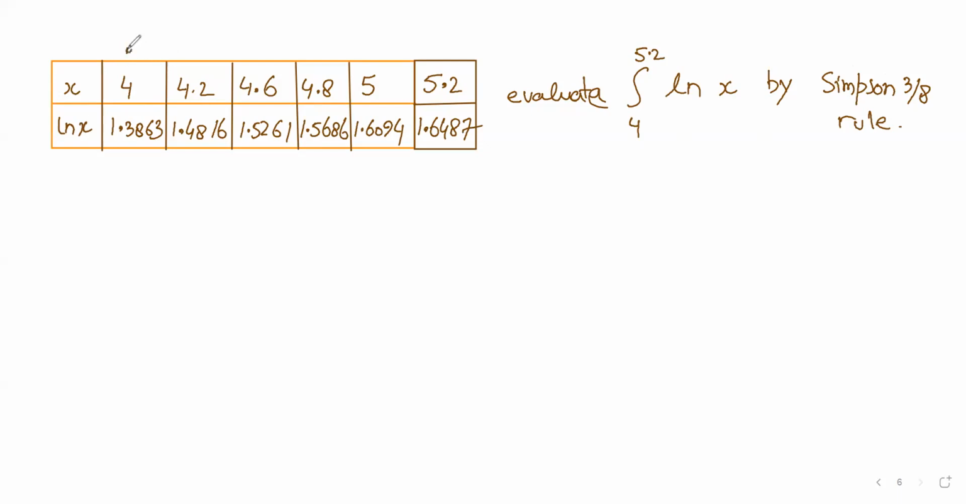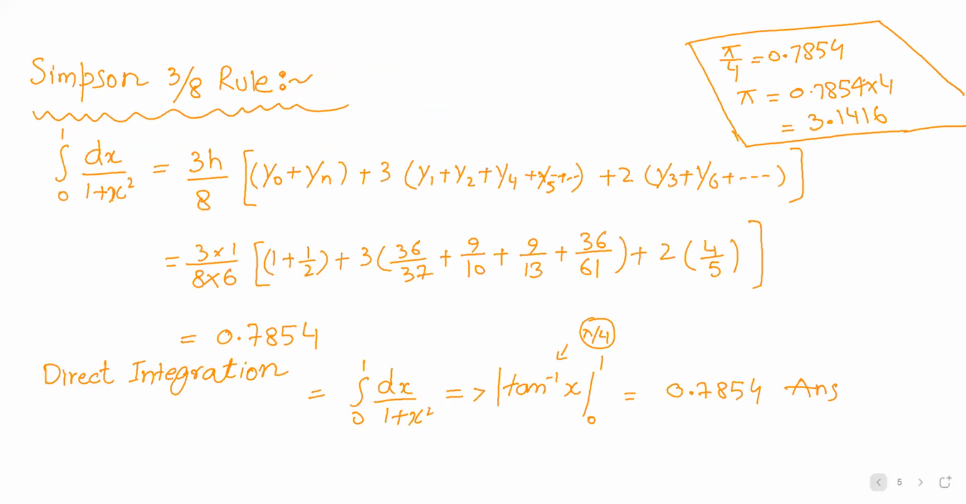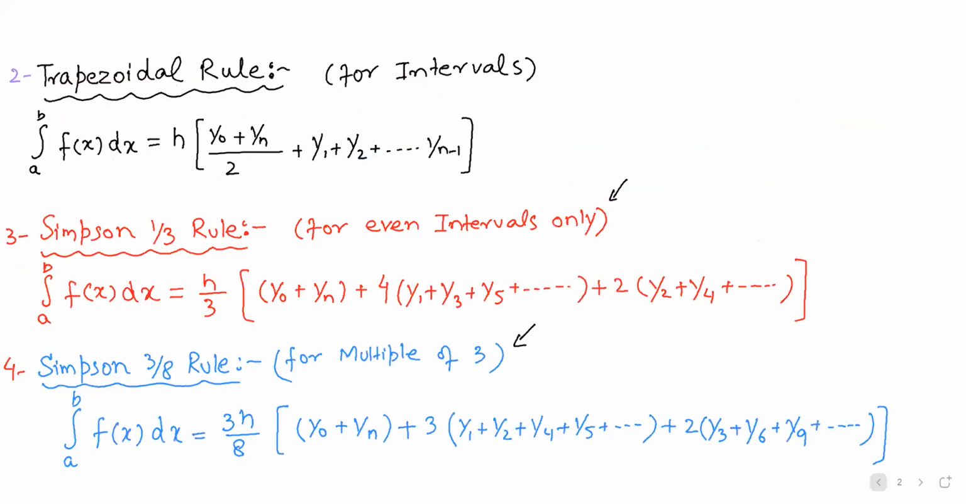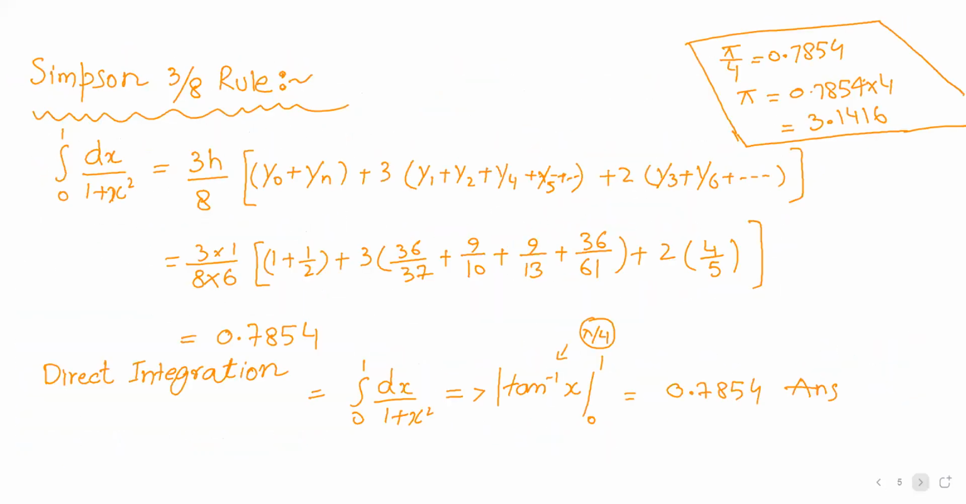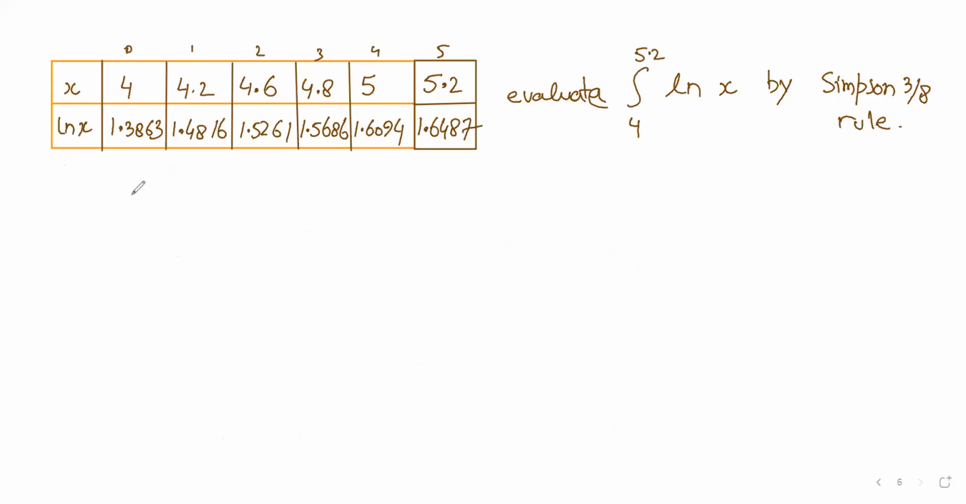0, 1, 2, 3, 4, 5. In the 3/8 rule, the number of intervals is a multiple of 3. So let me check how many intervals there are. It should be 6: 1, 2, 3, 4, 5, 6. So these are 6 intervals already, and these 6 values are already given.